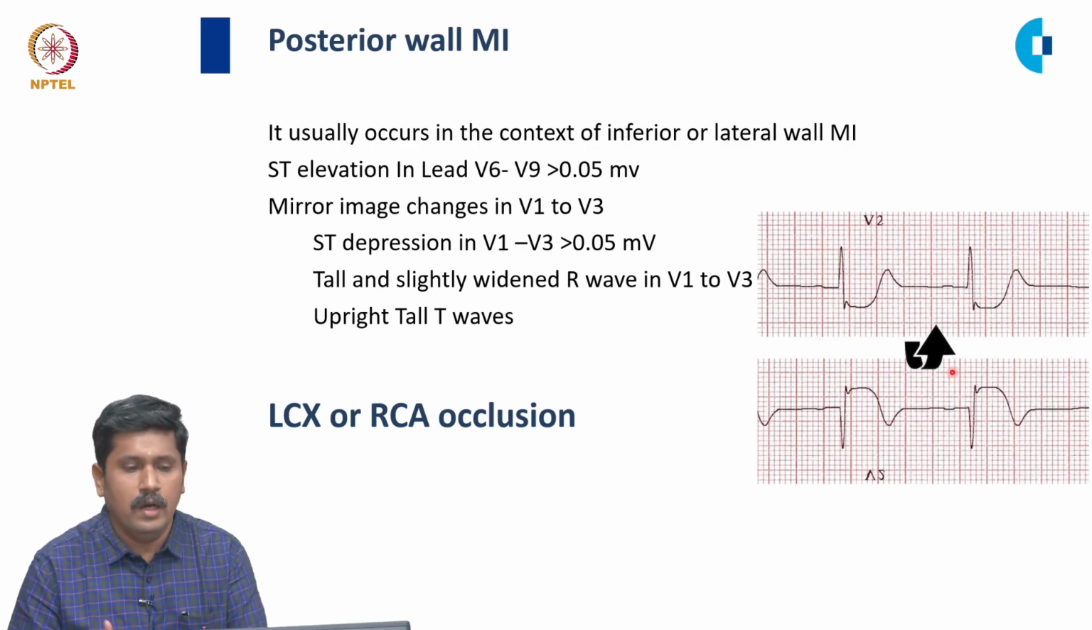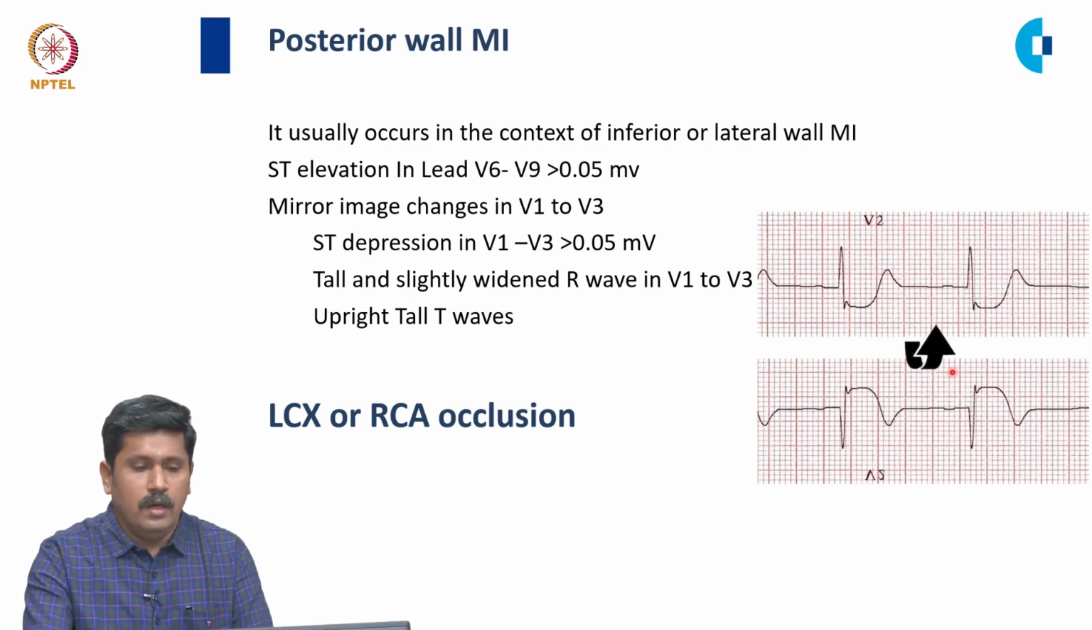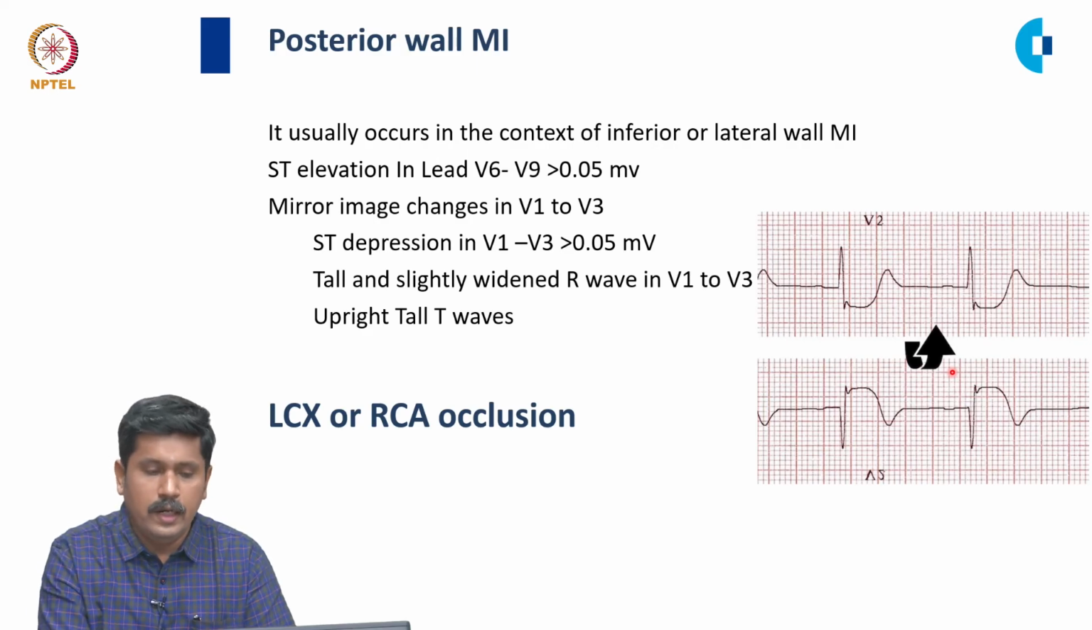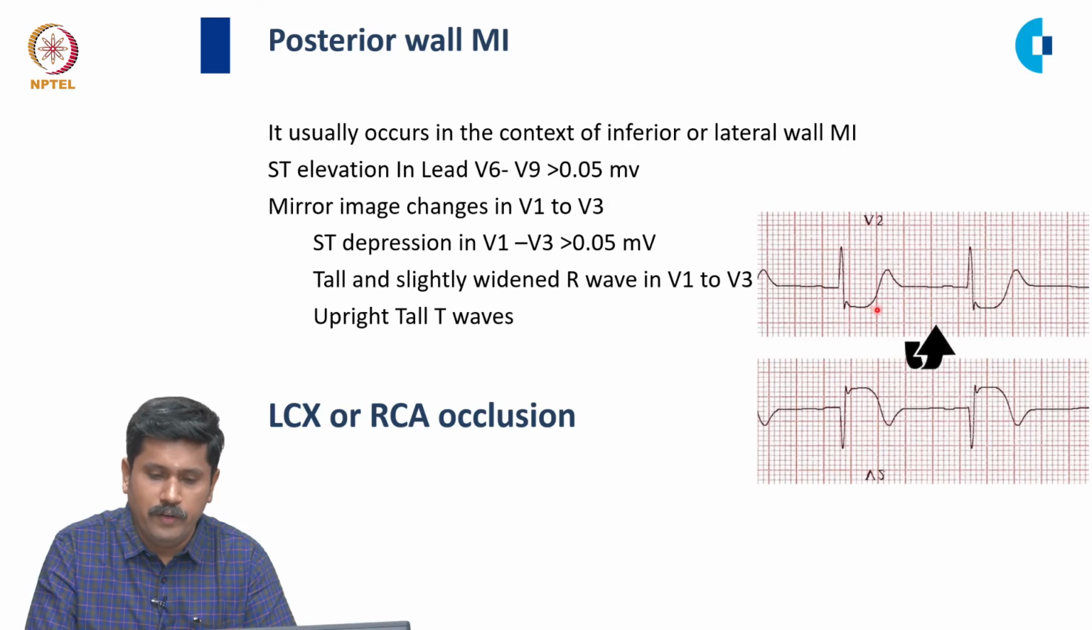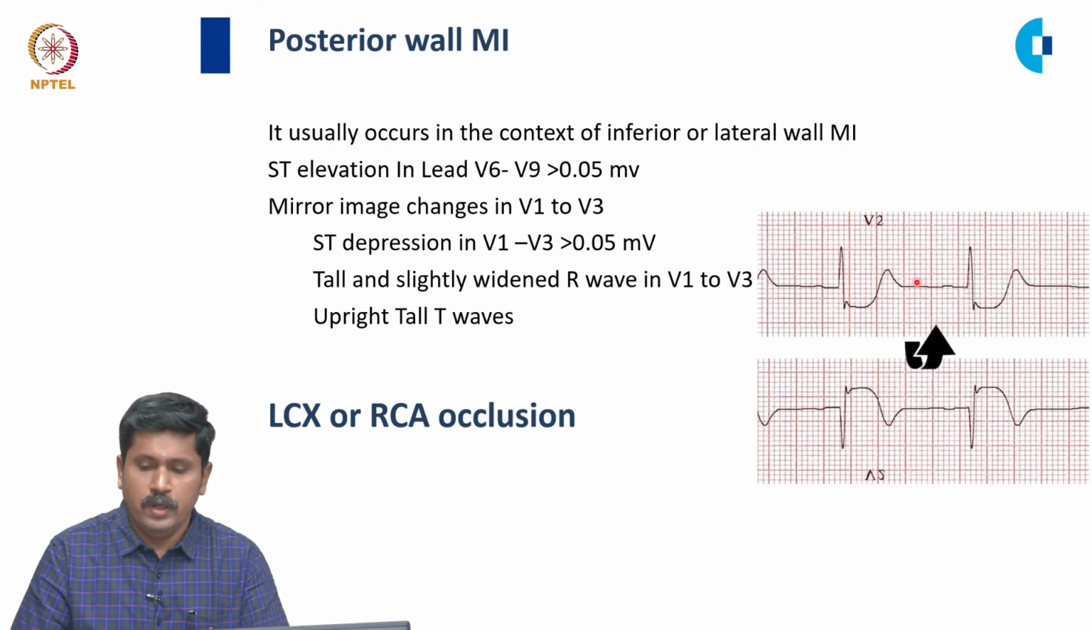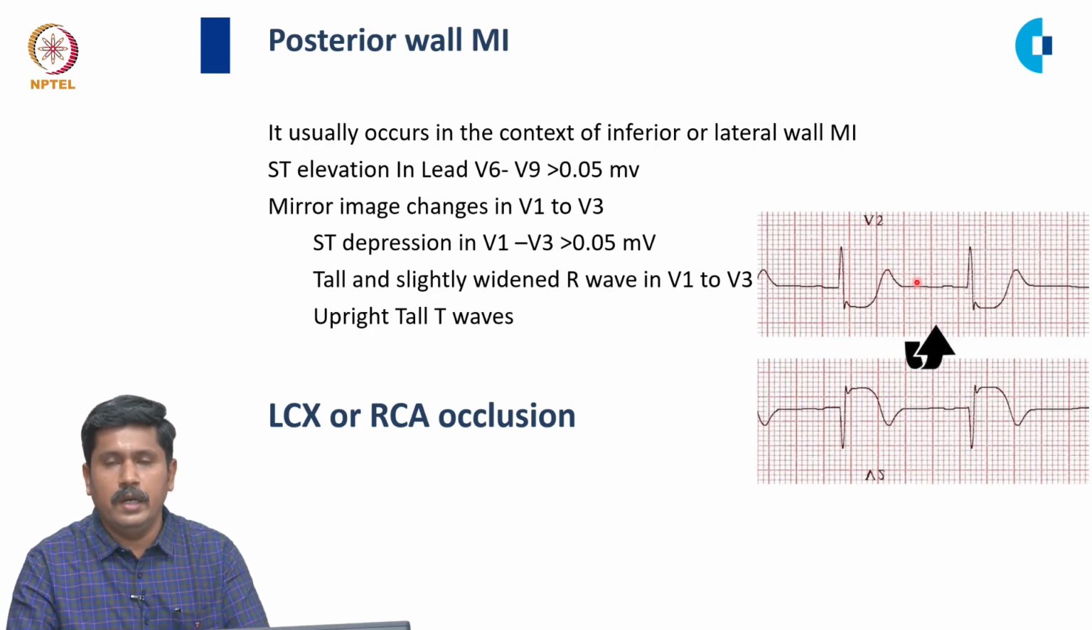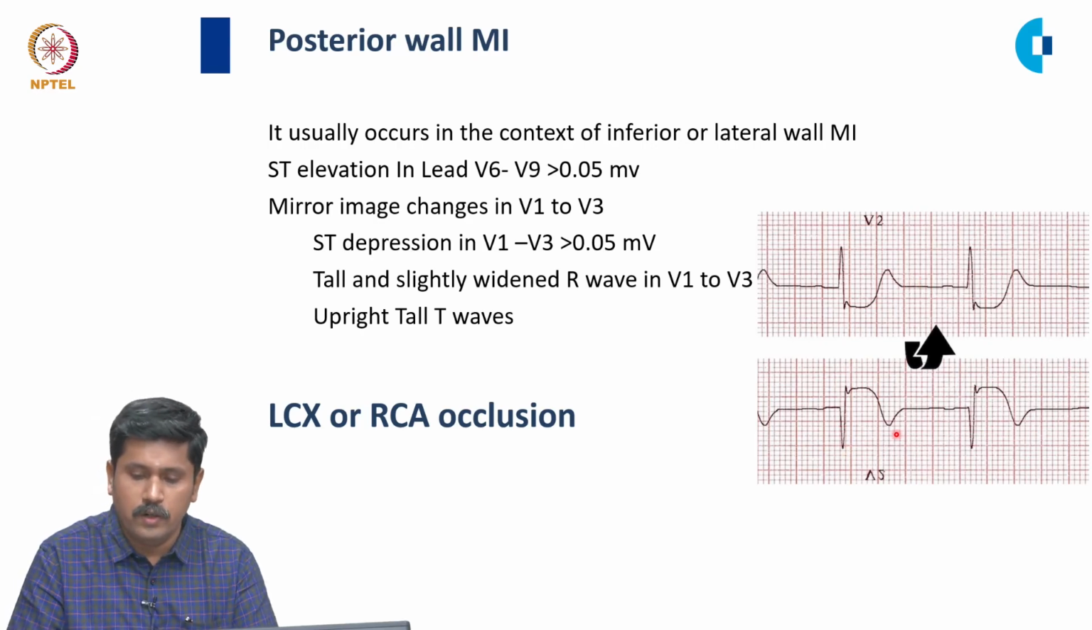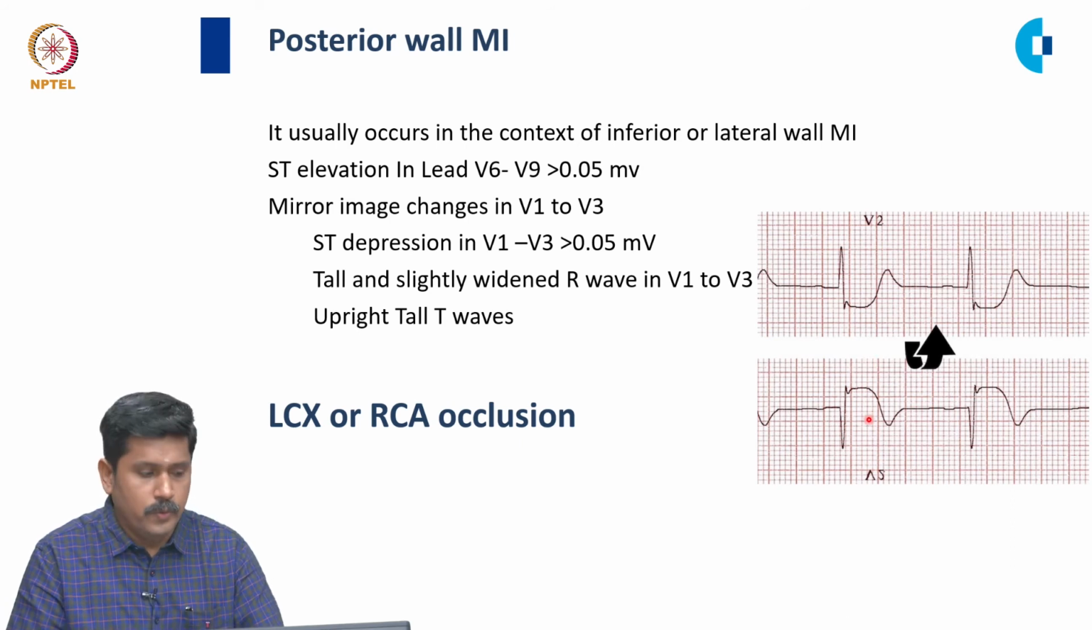So, if posterior leads are not available, with the help of an anterior lead, we can identify it. Because the anterior lead shows a mirror image pattern of what we see in posterior leads. So, the anterior lead changes are ST segment depression in V1 to V3 of more than 0.5 millimeter, tall and widened R wave in V1 to V3, and upright and tall T waves. So, mirror image: if you reverse the ECG and look at it from the back, it shows this pattern of ST segment elevation, which is usually recorded in a posterior lead.